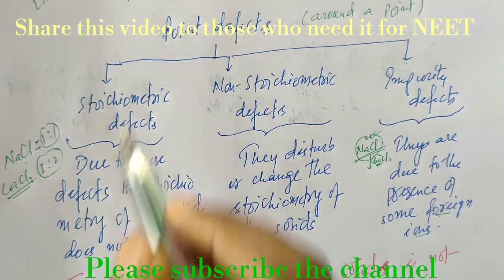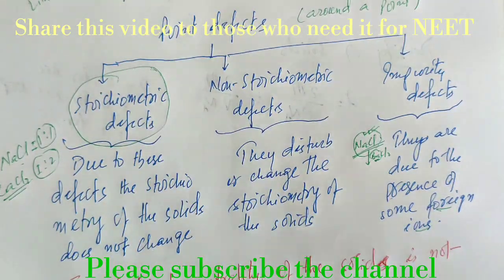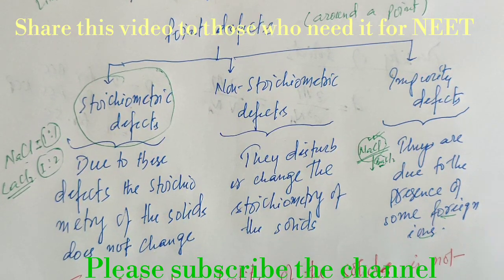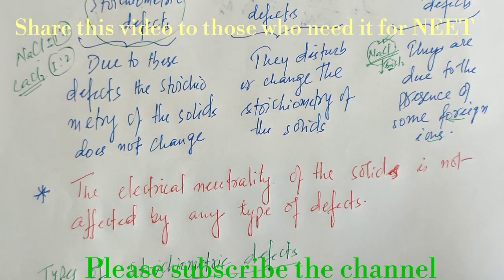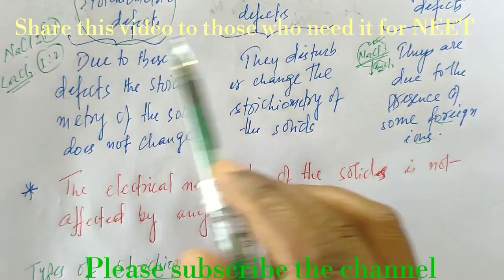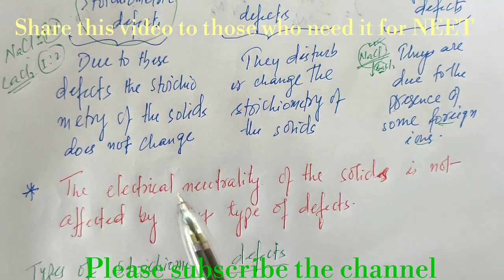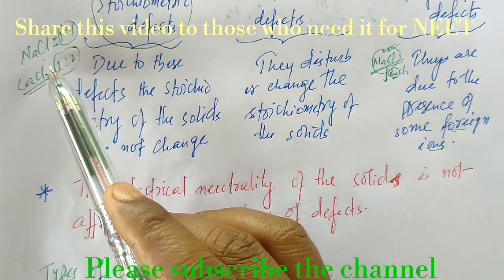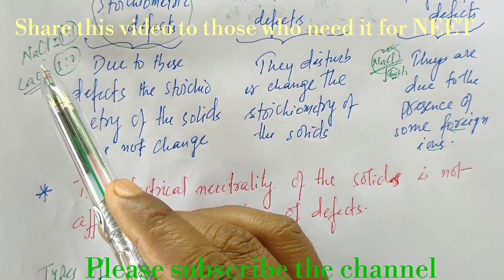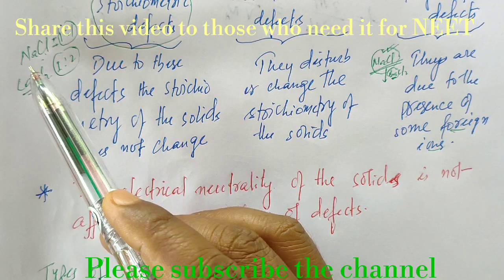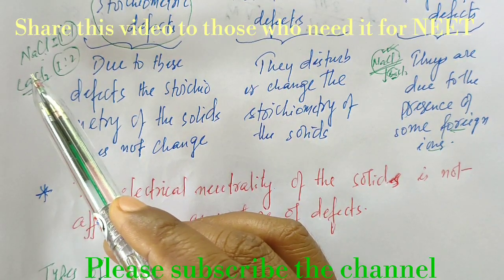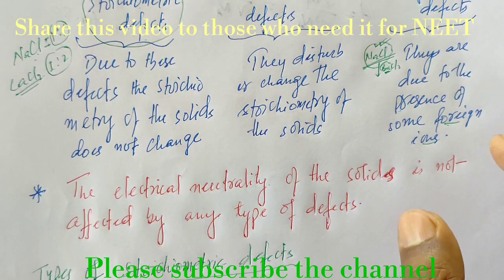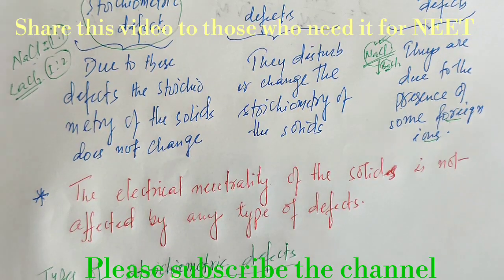Now we will come to the stoichiometric defect, which does not cause any change in the stoichiometry of the solid. Before that, I have written a very important point. Due to any kind of defect, the electrical neutrality of the solid does not change. For example, NaCl is a neutral solid, and after the defect NaCl will remain neutral. It will not carry any positive or negative charge. The individual ions can carry positive or negative charge, but overall the solid remains electrically neutral. This is a very important point.